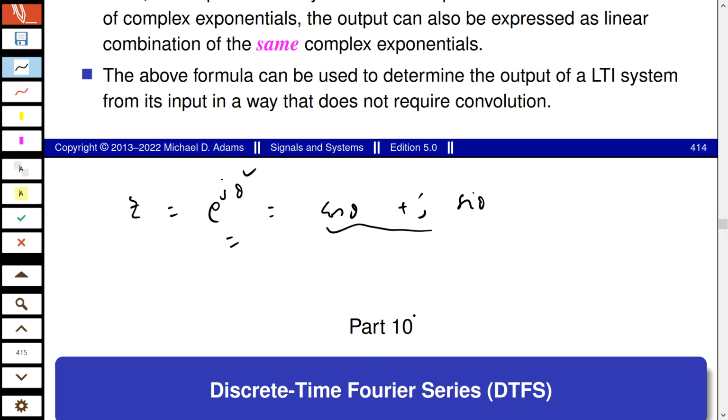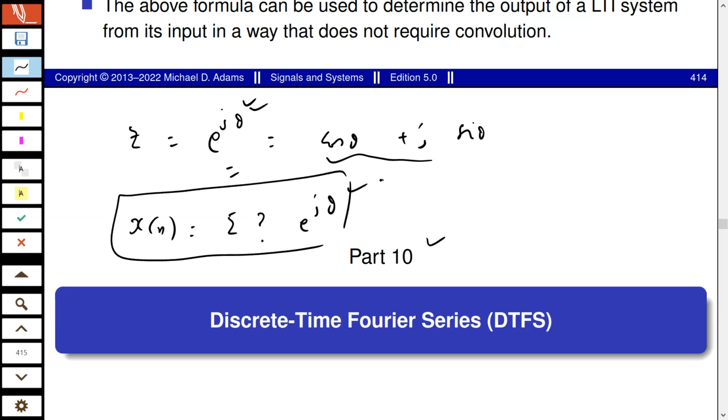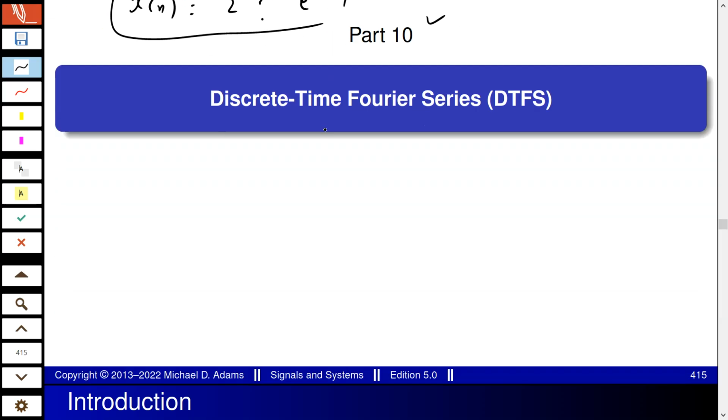So this part 10 of these slides, discrete time Fourier series, is trying to achieve that. The goal in this chapter will be to start with the signal x in discrete time and express this signal x as a linear combination of these functions, right? And here you will have some coefficients. So if you can remember this motivation, the topics will be very easy to digest.